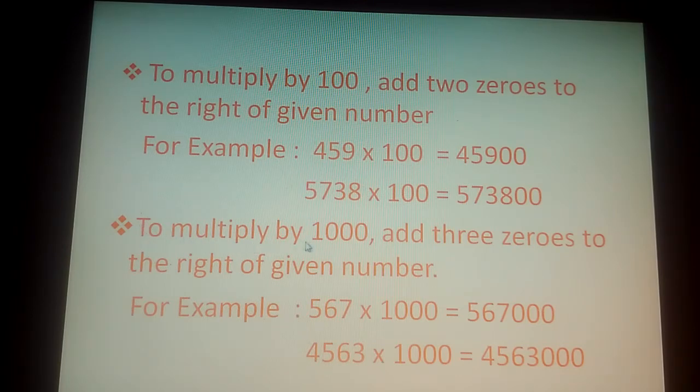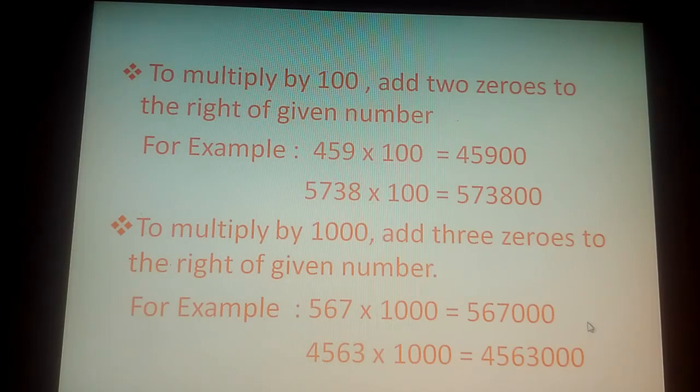If we multiply a number by 1000, we add 3 zeros to the right of the number. Let us take an example. 567 multiplied by 1000. Answer will be 567000. One more example. 4563 multiplied by 1000. Answer will be 4563000. So we are simply adding 3 zeros from its right.